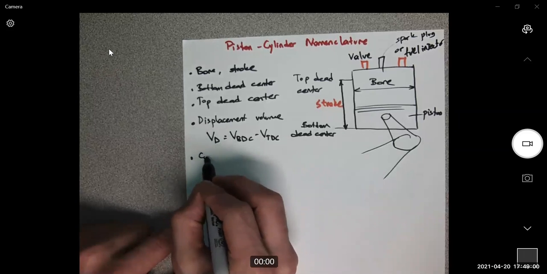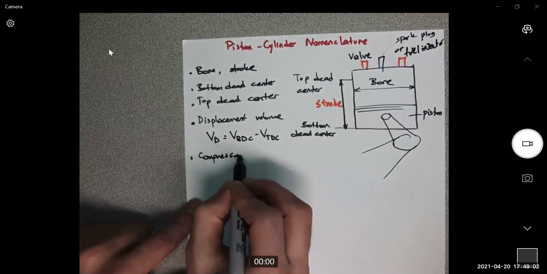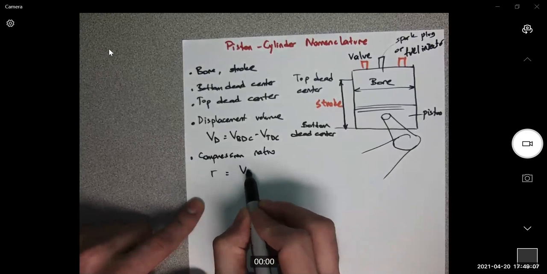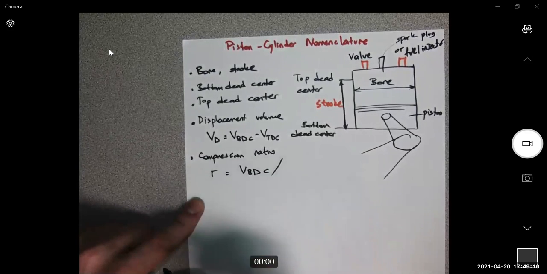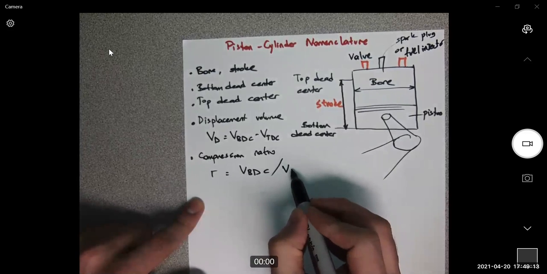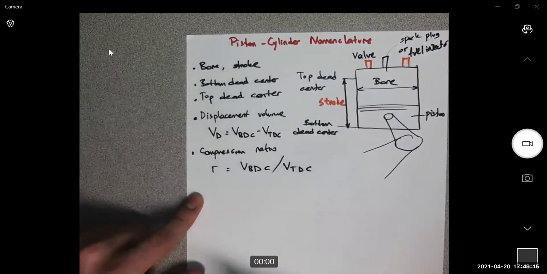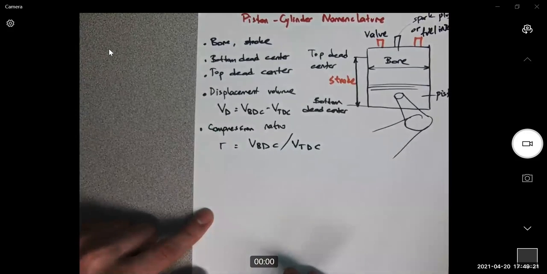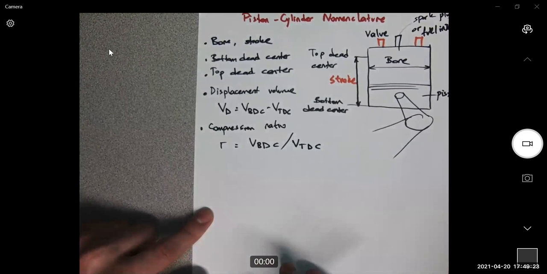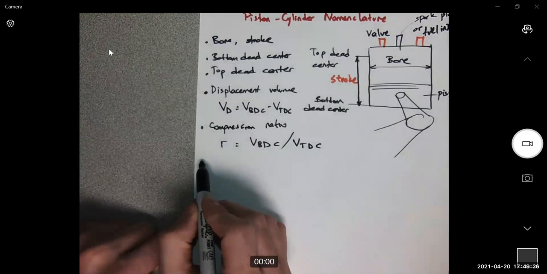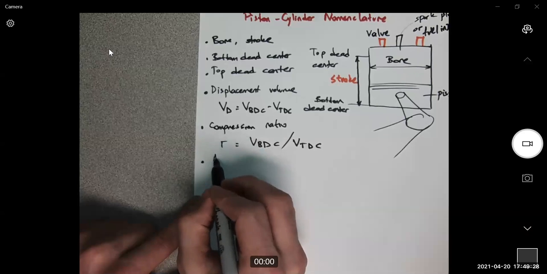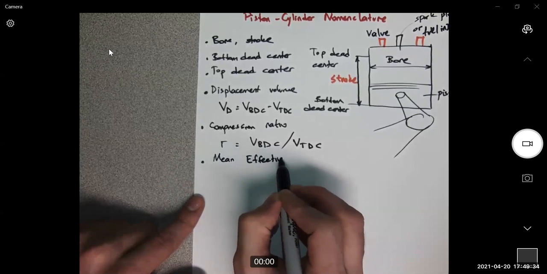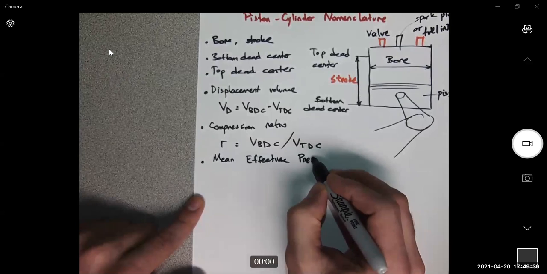Compression ratio, r: volume at bottom dead center divided by volume at top dead center. This is also an important parameter for gas power cycles, particularly for closed system ones. Last but not least, mean effective pressure.